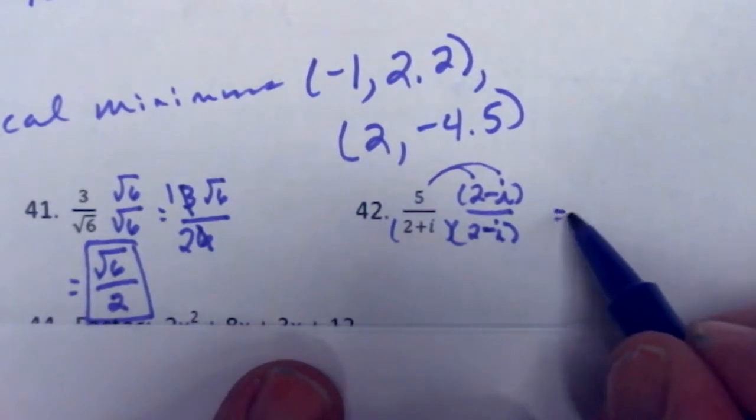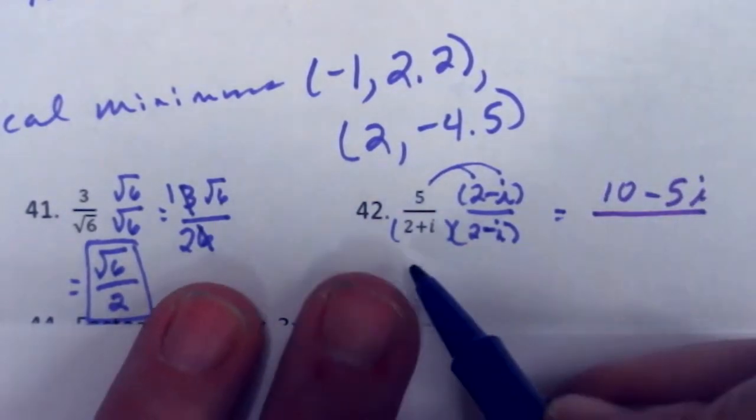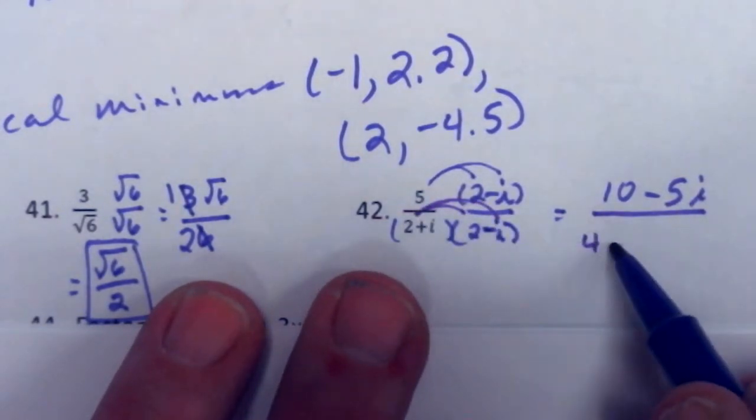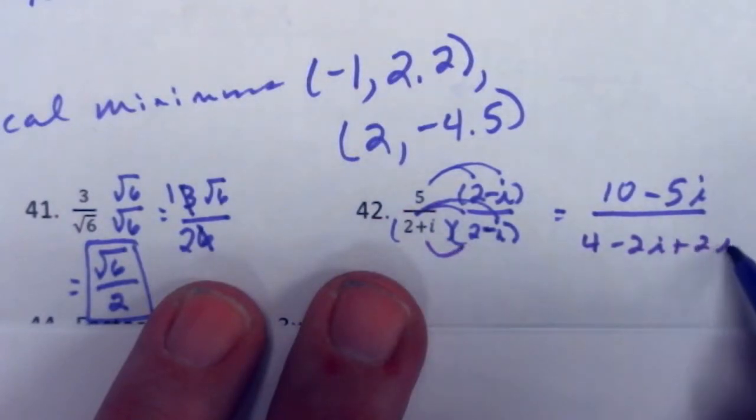So we end up with 5 times 2 is 10 minus 5i. The denominator, we have two basic binomials here. We're going to have to multiply them together. So we end up with 4 minus 2i, and then plus 2i. And then i times negative i is negative i squared.